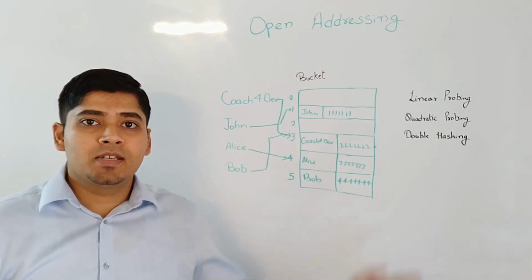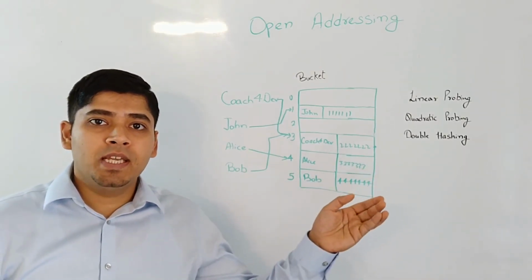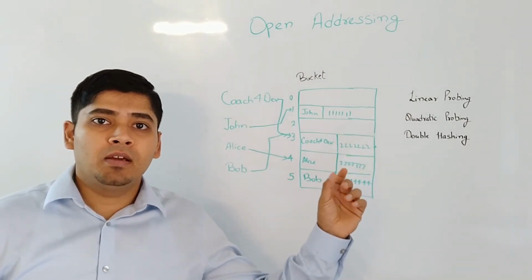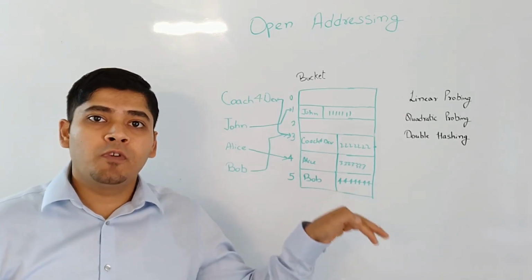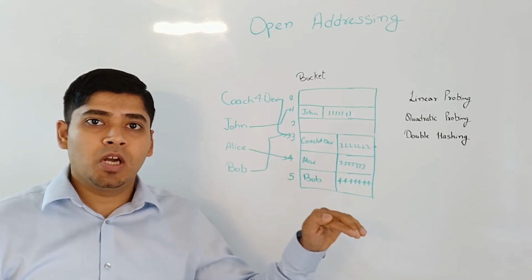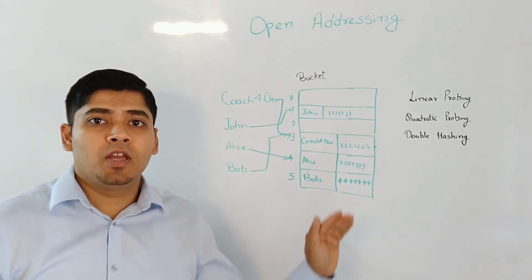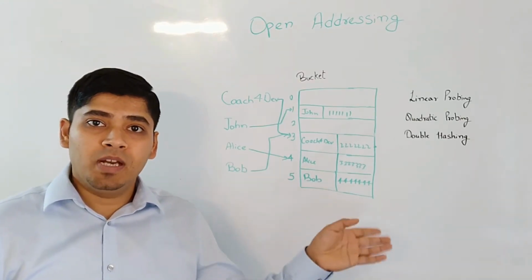For John and Alice, it happens the same way. For Bob, we map to index 3 again, and we see that the key does not match at index 3. So we follow the linear probing sequence. We go to index 4, the key does not match. Then we go to index 5, the key matches, so we return the key value pair from index 5.